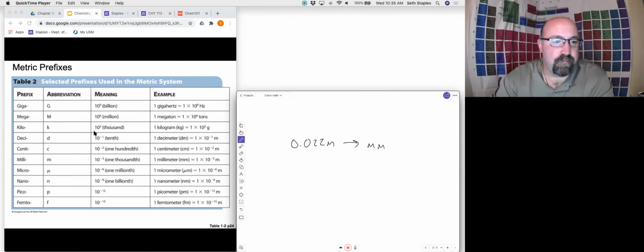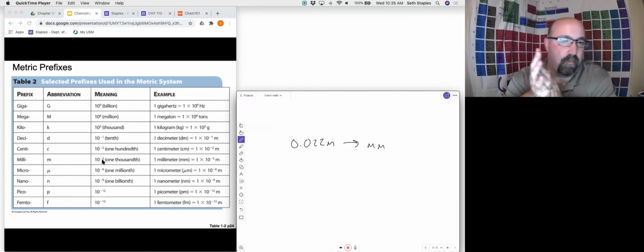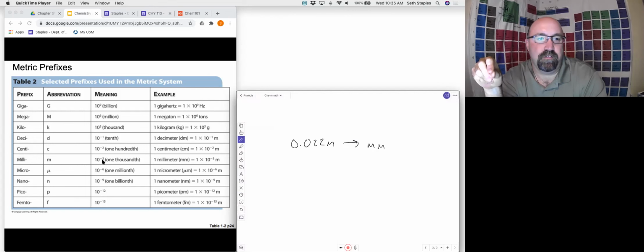So we look on our chart, and we know that our baseline, meters, is right here in the middle, and we're converting to milli. We look at our exponent here for milli. We can ignore the sign for this, and we'll see why in a second. We see that our exponent there is 3. That tells us that we're going to need to move our decimal point by 3 spaces in order to convert from meters over to millimeters.